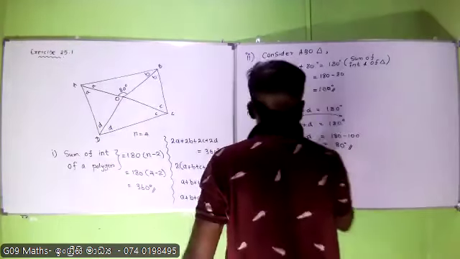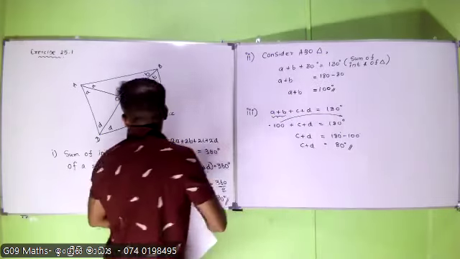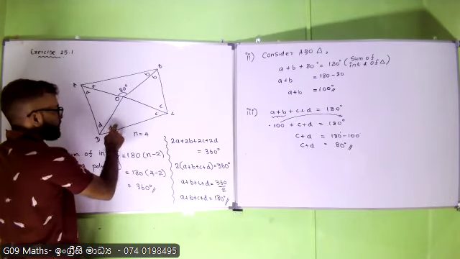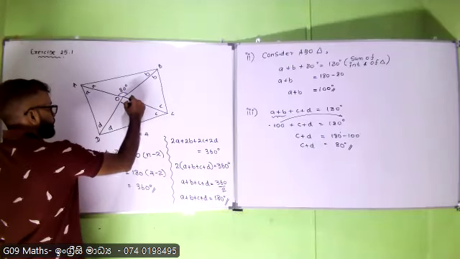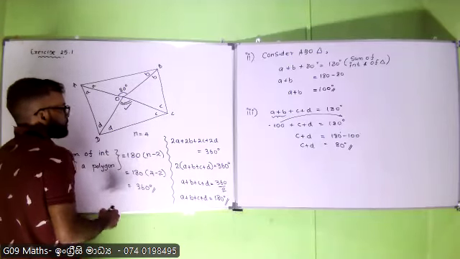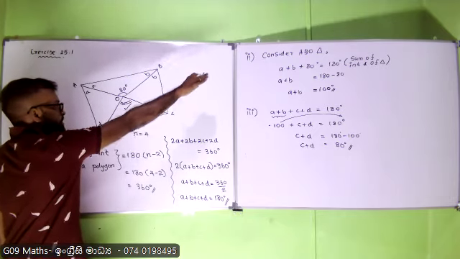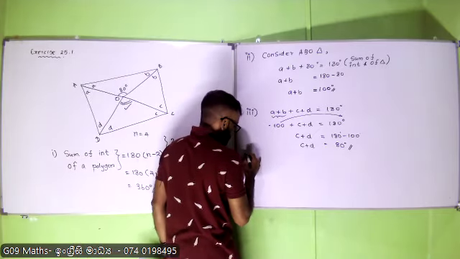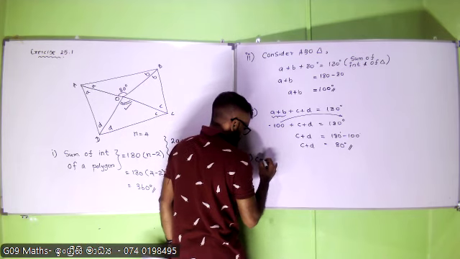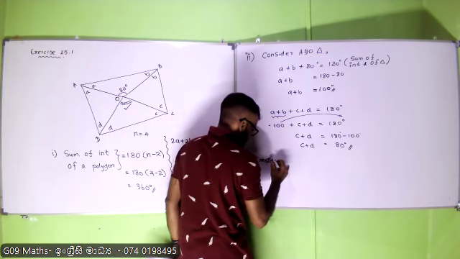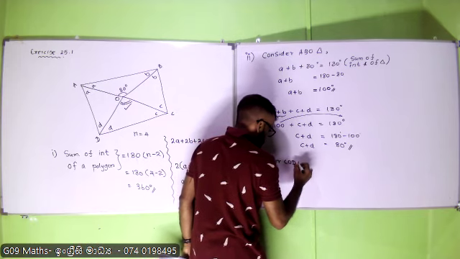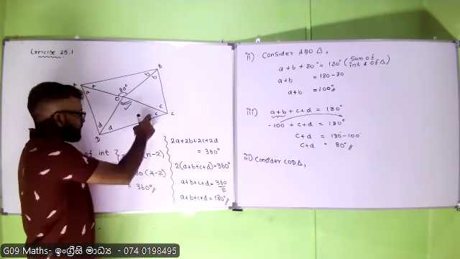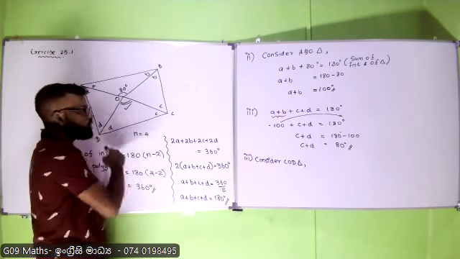Then find the value of angle COD. What is COD? Now you know c plus d, and you have to find this one. Like previously, consider triangle COD. Third one. Consider triangle COD. Then you can write c plus d plus angle COD.